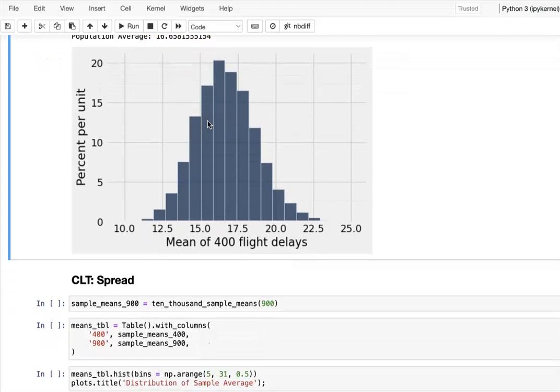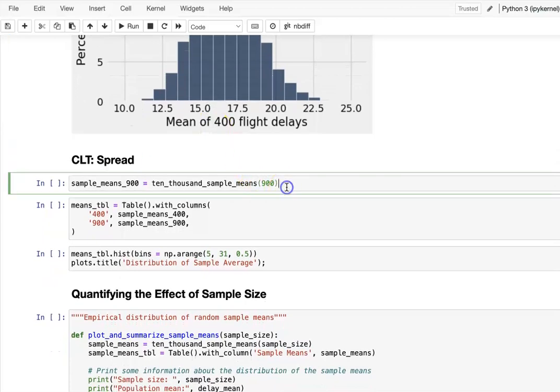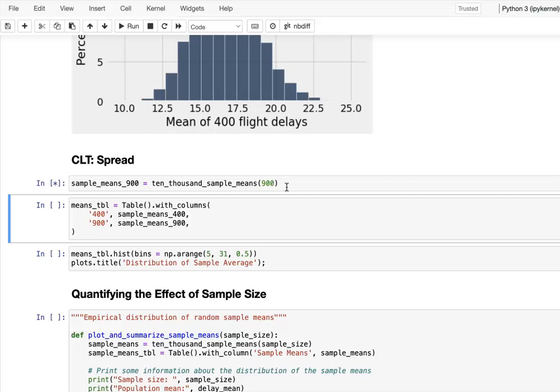So now let's run the simulation again. This time, how about we use a sample size of 900? This is the same thing. We will collect 10,000 sample means. That means we will sample 10,000 times, and this time we will do 900 instead of 400. That's why you can see they run much longer as well.